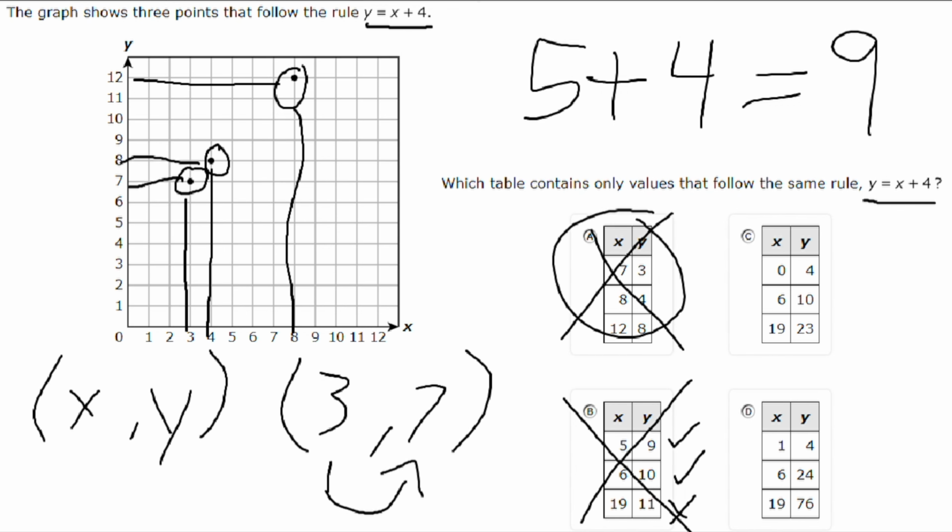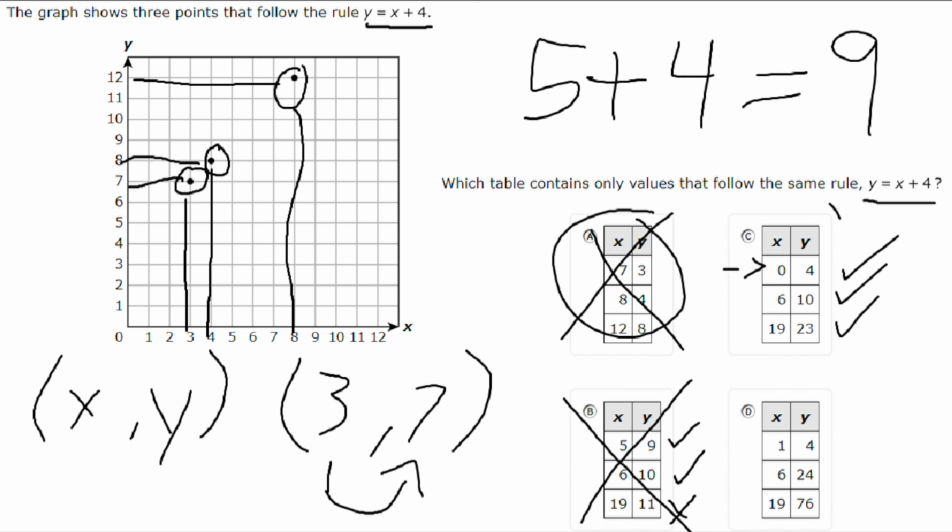Let's check out C. Our first one, x is 0. 0 plus 4 is 4. So that's correct. What about x being 6? 6 plus 4 is 10. So this is correct. What about the last one? X is 19. 19 plus 4 is 23. So this is correct.